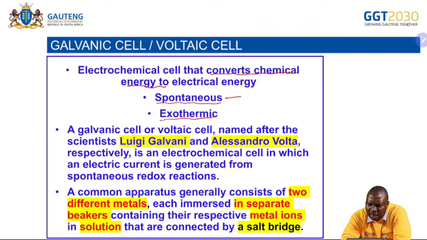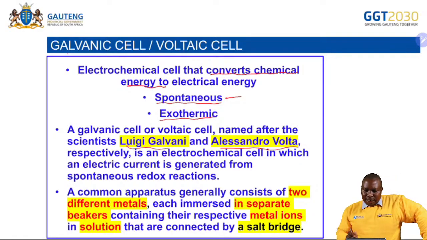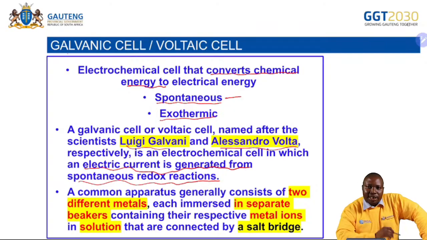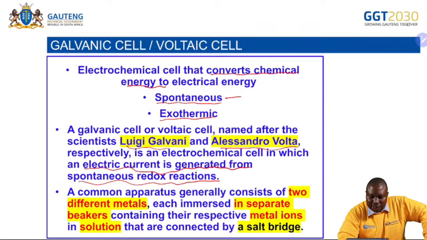This galvanic cell or voltaic cell is just named after these scientists, Galvani and Alessandro Volta. Those scientists are the ones that came up with this concept. Hence we refer to it as galvanic cell and voltaic cell. We won't be asking you this in the exam. It's just for interest's sake to say where the names are coming from. Now, in these ones, we are saying electrical current is generated from a spontaneous redox reaction. So you know that there must be generation of electricity here.